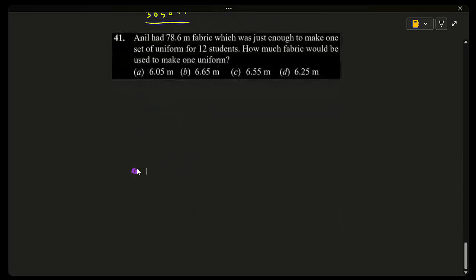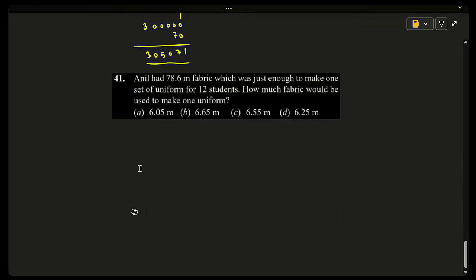Anil had 78.6 meters of fabric, which was just enough to make one set of uniforms for 12 students. How much fabric would be used to make one uniform? So 12 students, the fabric required is 78.6 meters, and for one uniform we have to find out. So we are going to divide 78.6 by 12.